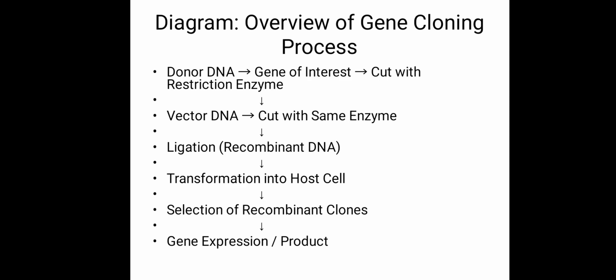Here are the enzymes used in cloning. Restriction endonuclease cuts the DNA at specific sequences, and DNA ligase joins DNA fragments. Reverse transcriptase converts RNA into DNA, that is for cDNA cloning, which is complementary DNA, and DNA polymerase amplifies DNA.